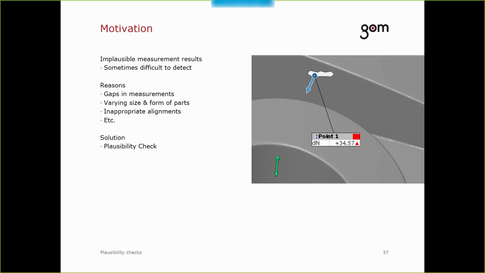Our last topic is plausibility check. Sometimes users face implausible measurement results for various reasons. Some of these reasons are gaps in measurements, a varying size and form of parts, and inappropriate alignments. It can be difficult to detect implausible results, especially in automated environments. In GOM Software 2016, you can use plausibility checks to avoid implausible measurement results. I would like to explain this feature now.